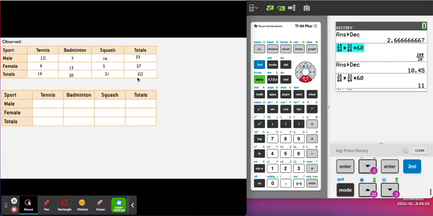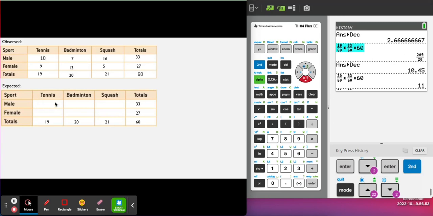Now, this is our observed data. This is what's given to us for our test. And now we need to do the expected data, so we need to calculate the expected data. First thing, when we calculate the expected data, all the totals will remain the exact same. So all the totals that I have from my observed data will stay.